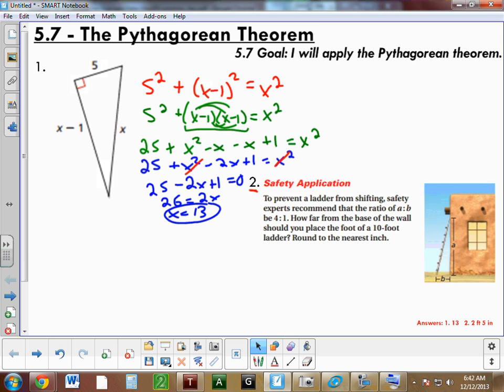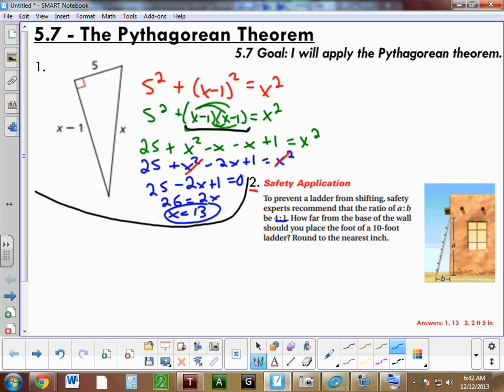If I went too fast there, you can go back and check it out and see what I did. Just make sure that you're very clear on this FOILing step. Just want to make sure that that makes sense. For 2, it says to prevent a ladder from shifting, safety experts recommend that the ratio A to B be 4 to 1, so that the height be 4 times as long as the width, if you look at the picture. It says, how far from the base of the wall should you place the foot of a 10-foot ladder, rounded to the nearest inch?